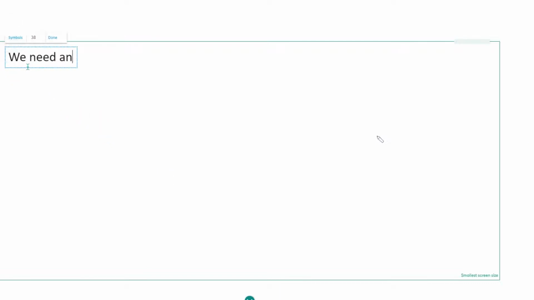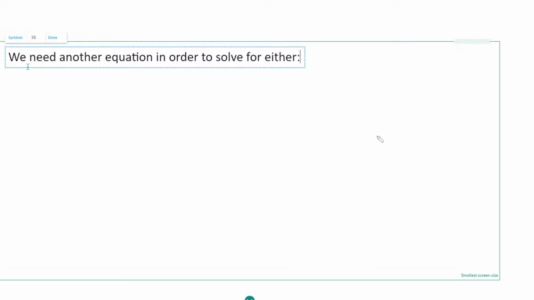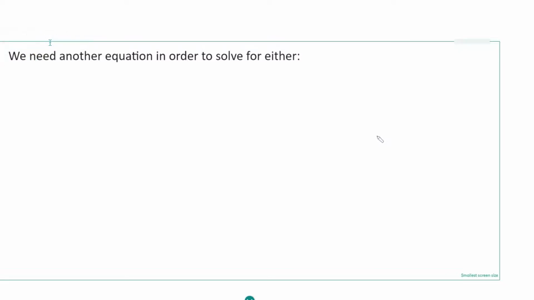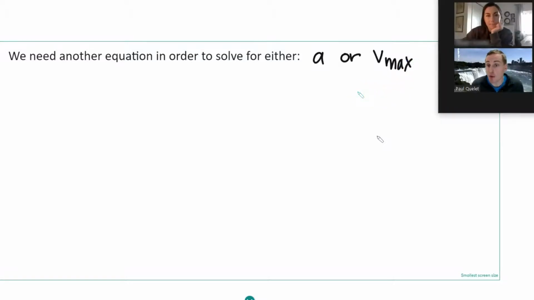We need another equation in order to solve for either A or V max, right? So we're almost there. Now, let's think about this. Is there another way we could get A in terms of V max or V max in terms of A?